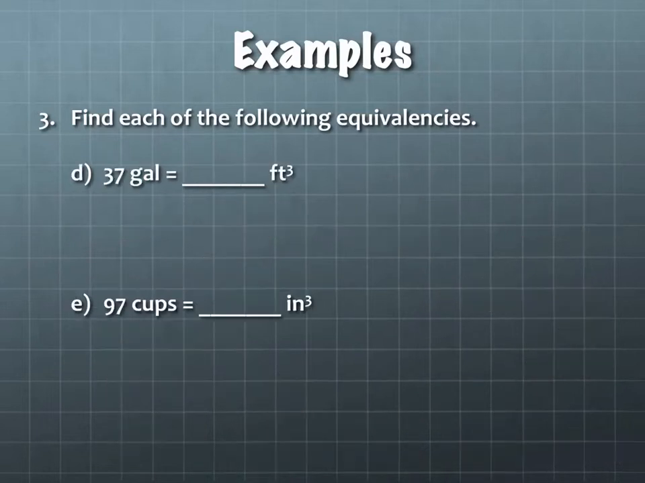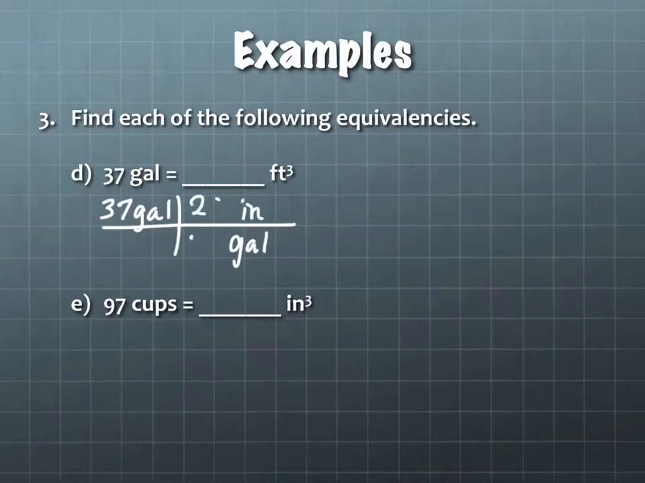Nice. All right, we got a couple more conversions. Find each of the following equivalencies: 37 gallons, something cubic feet. So how do we convert between gallons and feet? That is not a direct comparison that we've had till now, right? Because the liquid measurement of 37 gallons and cubic feet, that's a little different. So gallons to inches and inches to feet. Sure, sounds good. What do you have written down for gallons to inches?